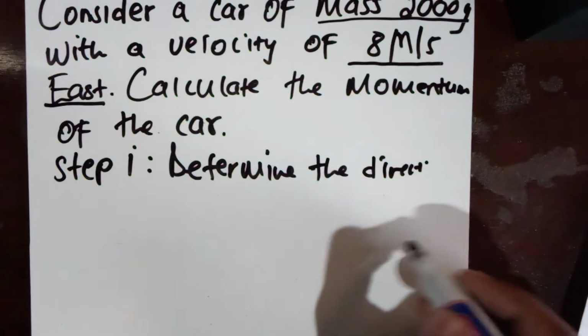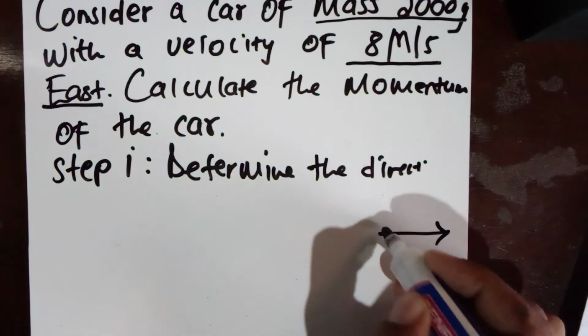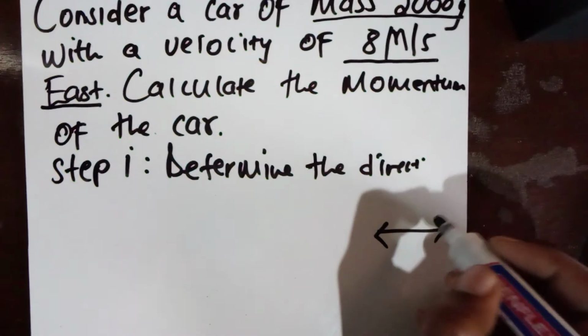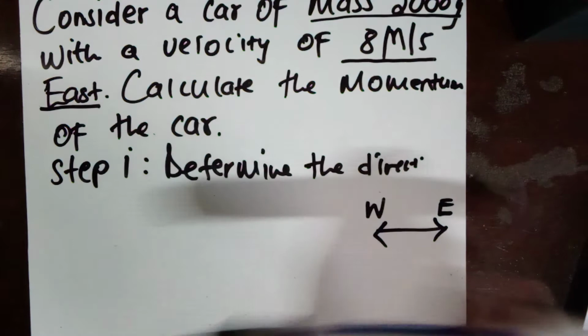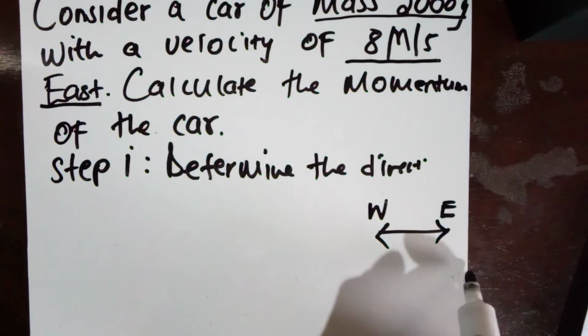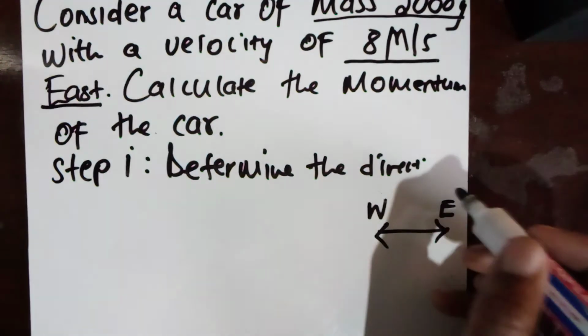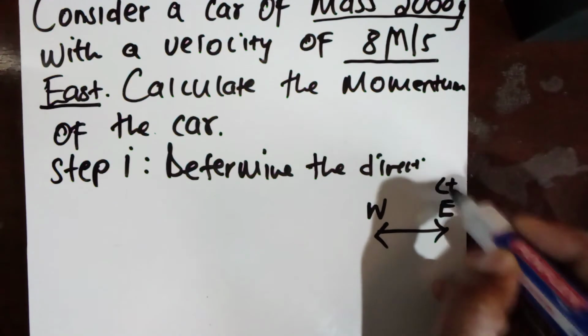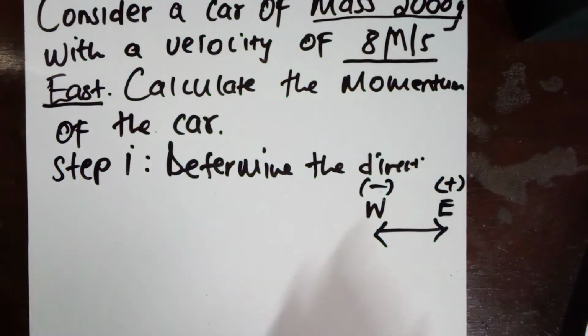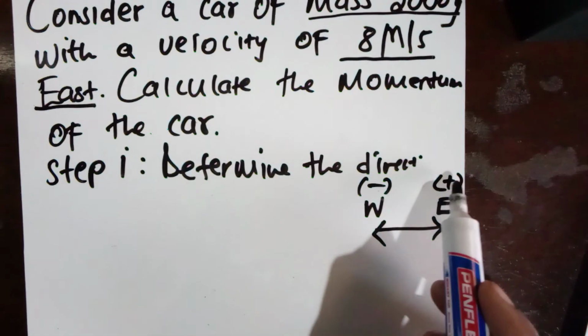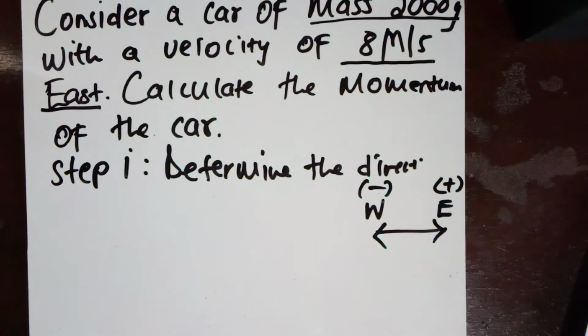So we're given that it's going to be east or west. Let's say this direction is east and this direction is west. We have to decide that east is going to be positive and west is going to be negative. So it's important to determine which direction is positive and which is negative. That is our first step.